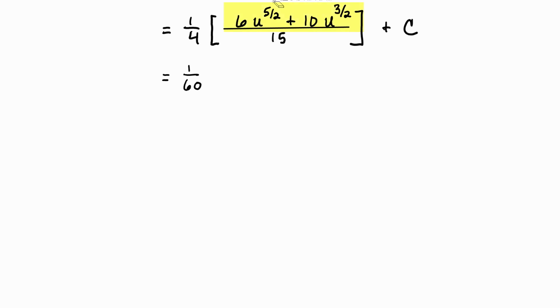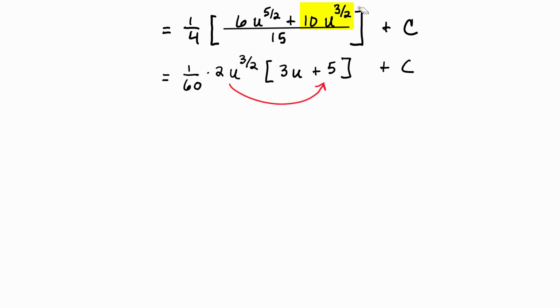And we see from this numerator here, we can factor out a 2, and we can factor out a u to the 3/2, and we would have left 3u plus 5. And we still have the plus c over there. So always double check your factoring. 2u to the 3/2 times 3u is going to give us 6u to the 5/2, and 2u to the 3/2 times 5 is going to give us 10u to the 3/2.